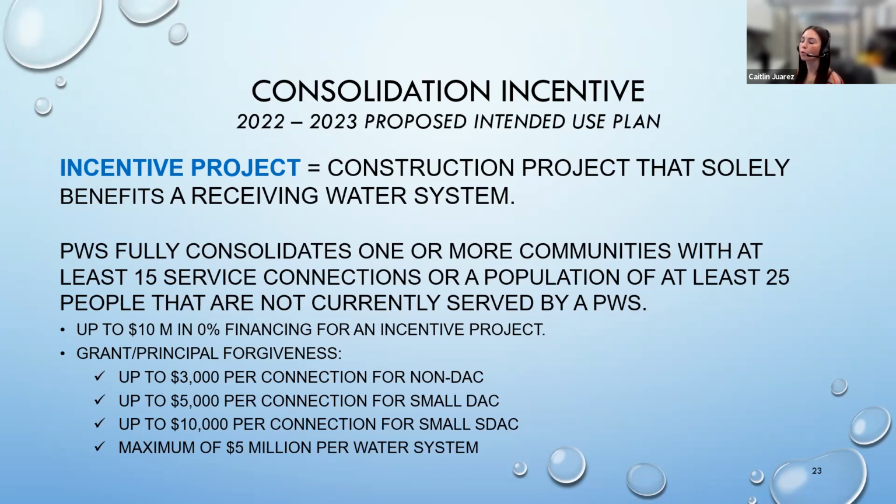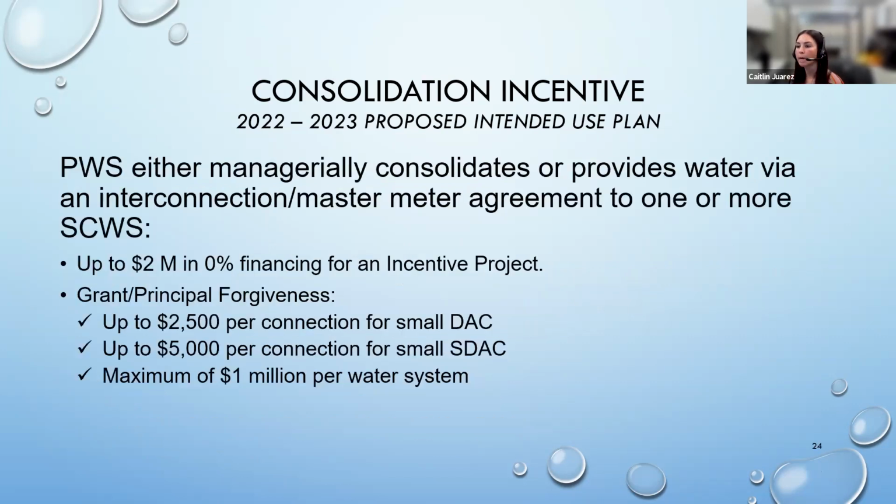This is for full consolidation, so a physical consolidation. Just want to make note of that. But DFA also offers consolidation incentives for managerial consolidation, which is fairly new and exciting. That is up to $2 million of 0% financing or loan, and then up to $5,000 of grant funding per connection if they managerially consolidate a small, severely disadvantaged community. And that is a maximum of $1 million per year, or per system, excuse me.